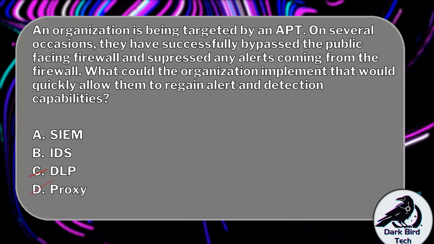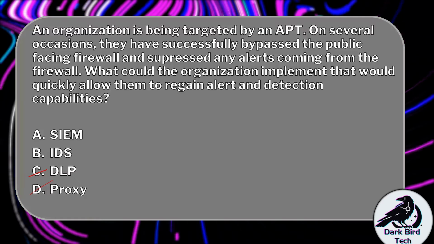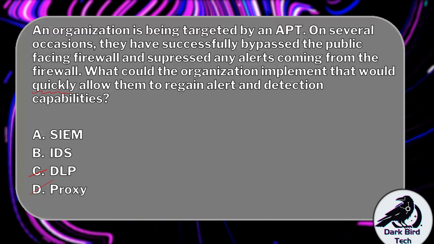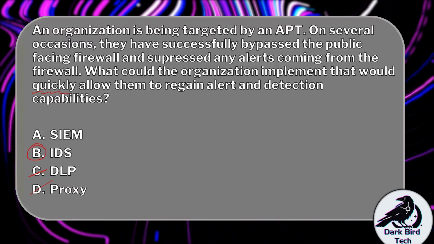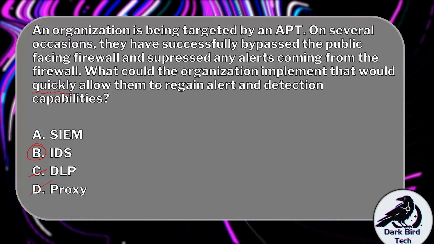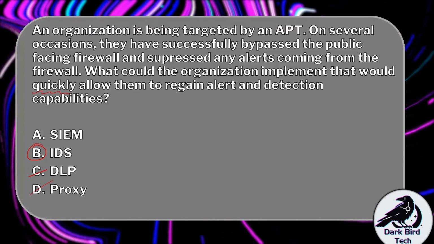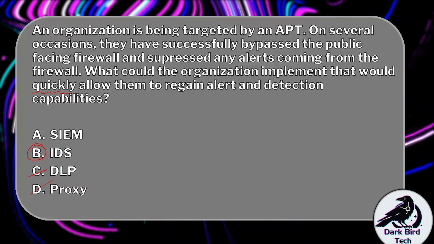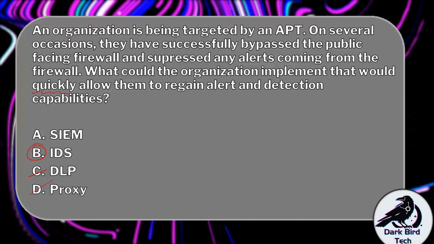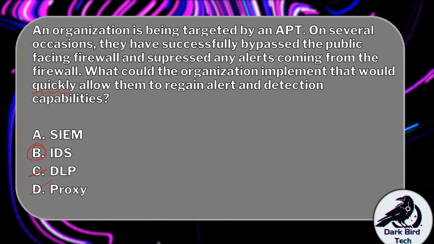Now, let's review. What could the organization implement that would quickly allow them to regain alert detection? I'm going to go with the IDS, because an IDS can be deployed and you can use a very simple form of analysis like signature analysis that can be used day one. You could also use a bit of heuristics or behavioral anomalies. It's up to you. But the thing is, an IDS can be deployed and get up and running quickly.